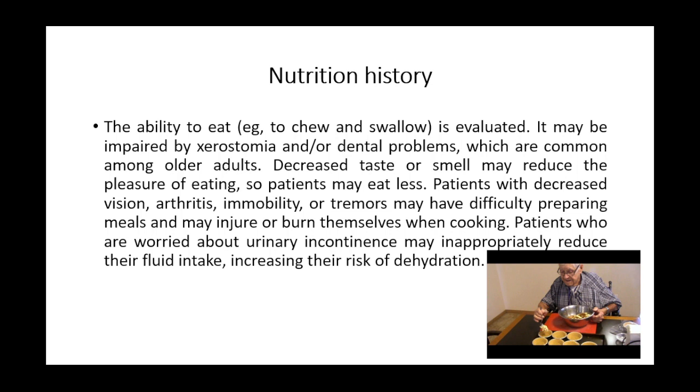The ability to eat is evaluated. It may be impaired by xerostomia or dental problems, which are common among older adults. Decreased taste or smell may reduce the pleasure of eating, so patients may eat less. Patients with decreased vision, arthritis, immobility, or tremors may have difficulty preparing meals and may injure or burn themselves when cooking. Patients who are worried about urinary incontinence may inappropriately reduce their fluid intake, increasing their risk of dehydration.